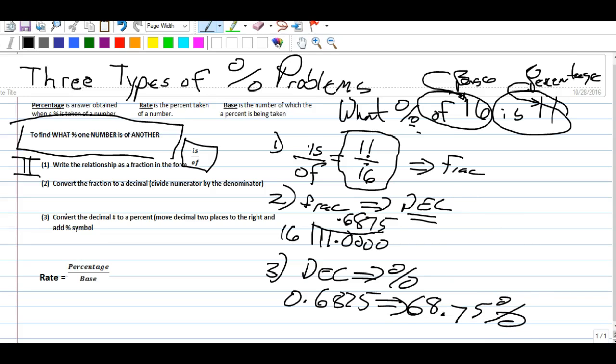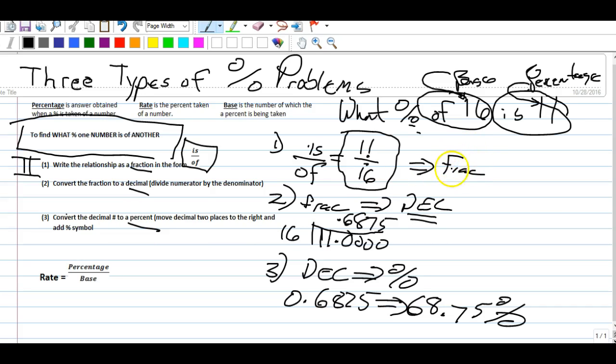So what I'm doing here is finding what percent one number is of another. And to do that, you write the relationship as a fraction, then you convert that fraction to a decimal, and then you convert that decimal to a percent. So it's just like changing a fraction to a percent.